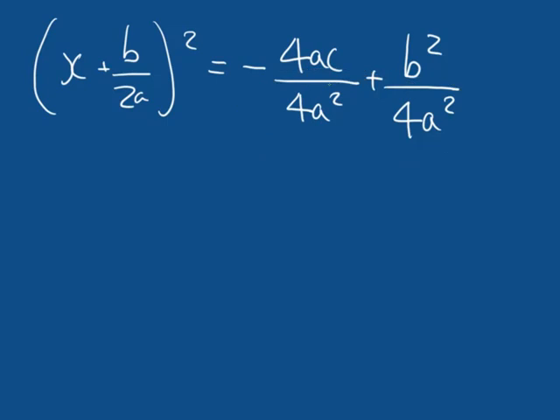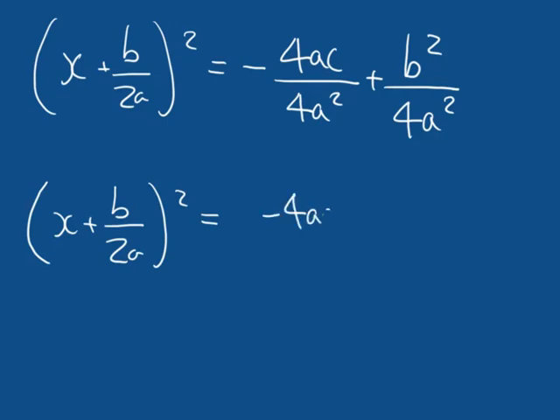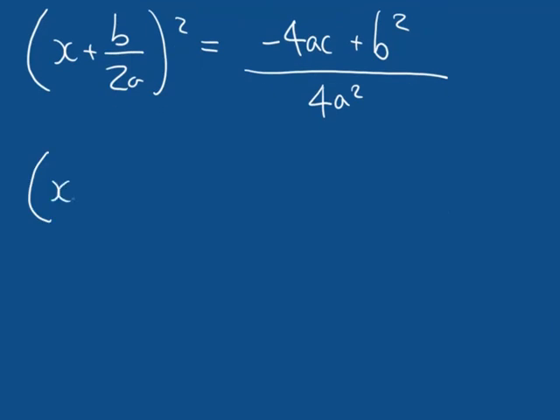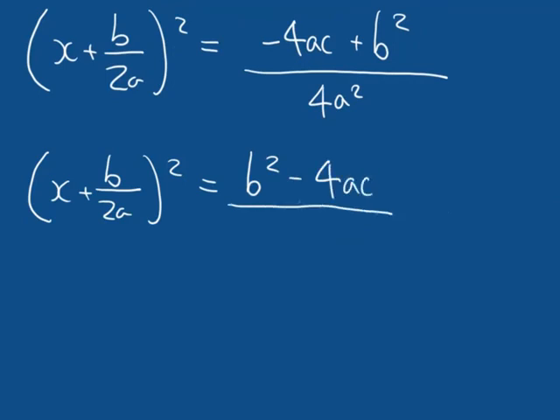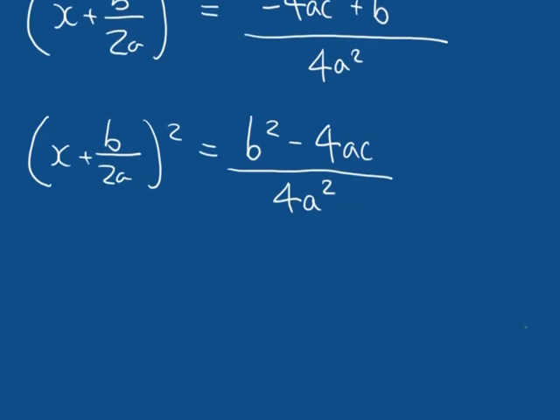So we've got it to this point, which allows us now to combine both of these terms. So I'm going to combine these terms together. So x plus b over 2a squared is equal to, and combining these together, we're going to get minus 4ac plus b squared all over 4a squared. Now I'm going to rearrange that slightly, so x plus b over 2a all squared is equal to b squared minus 4ac all over 4a squared. Nice, we're making real nice progress here.